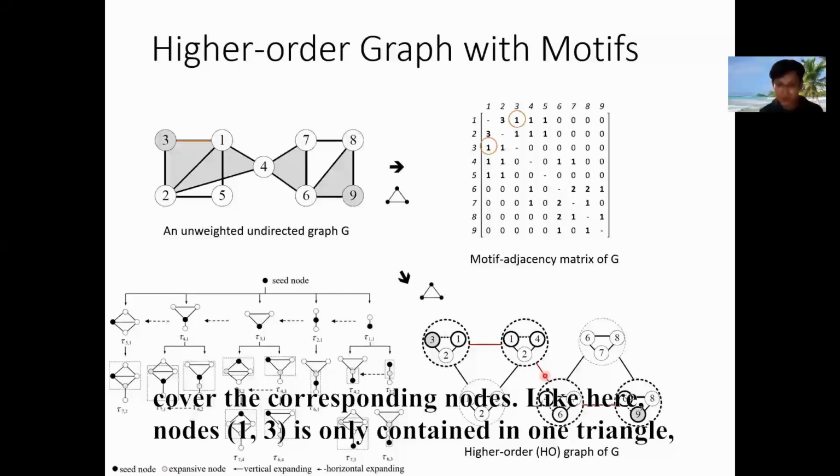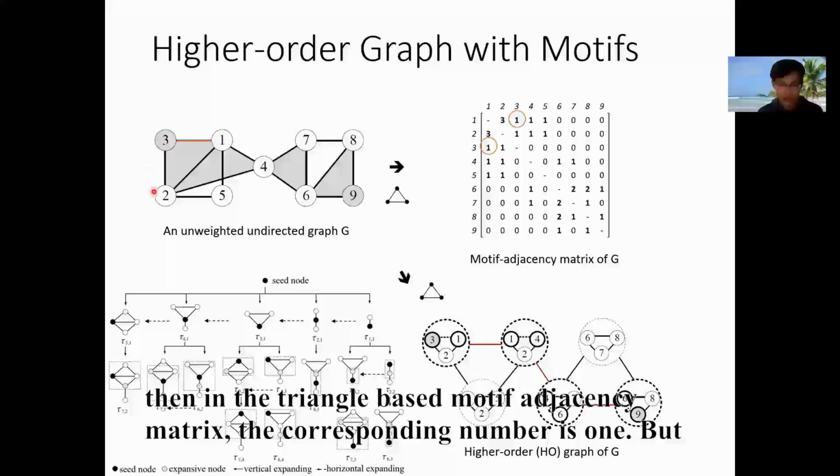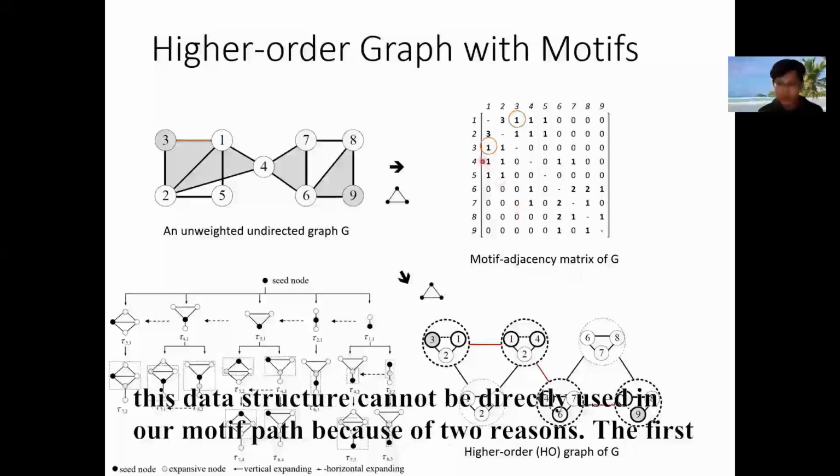Like here, node 1, 3 is only in one triangle, then in the triangle-based motif-adjacency matrix, the corresponding number is 1. But this structure cannot be directly used in our motif-paths searching algorithm because of two reasons.